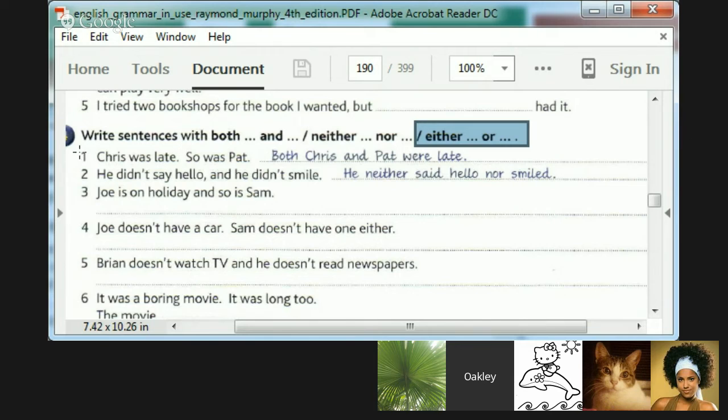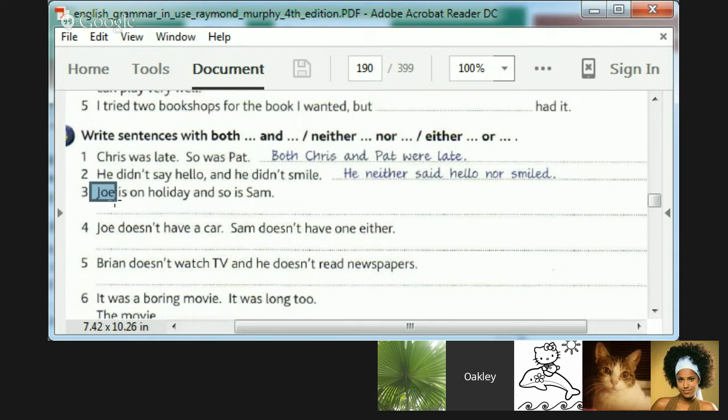Yeah, you might look at example number 1 for a little guidance. Both Joy and Sam are in holiday. Are on holiday. You go on holiday, not in holiday. Never in holiday. Always on holiday. Very good. That's it.